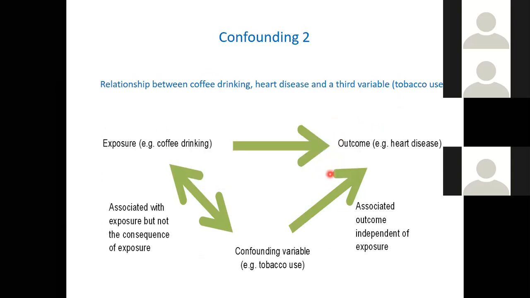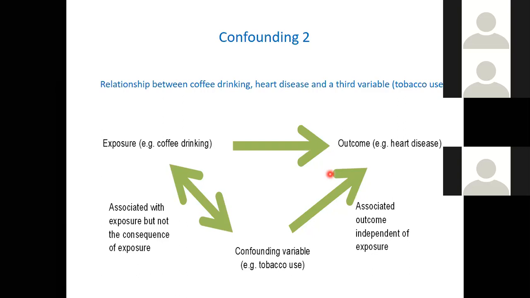Go inside. The relationship between coffee drinking, heart disease, and a third variable, tobacco use. You see, the exposure here is coffee drinking, the outcome is heart disease, and the confounder is tobacco use. Can you see? So if coffee contributes to heart disease, tobacco also contributes to heart disease. Somehow, tobacco and coffee are related or associated.